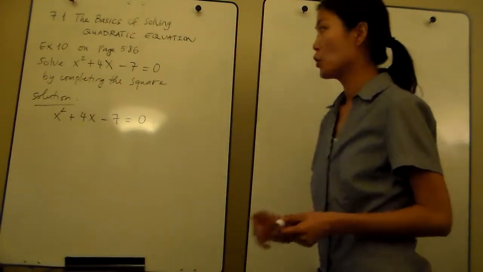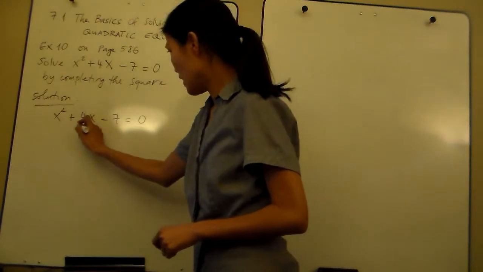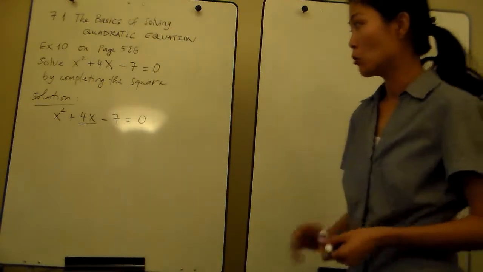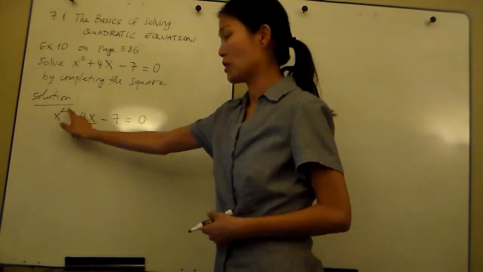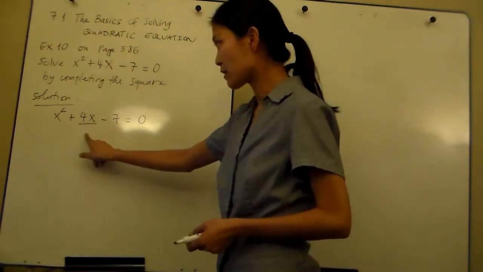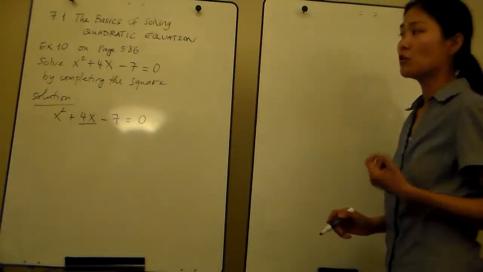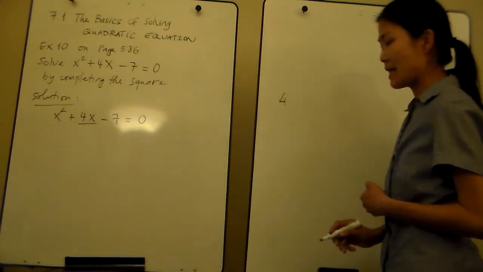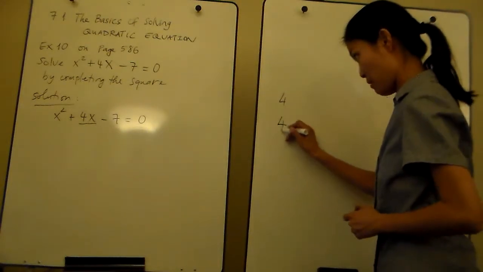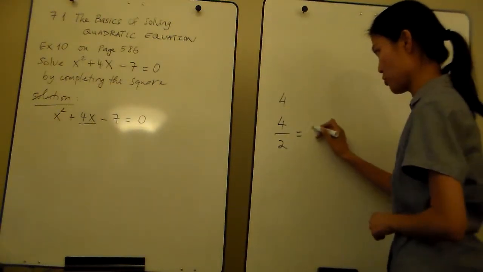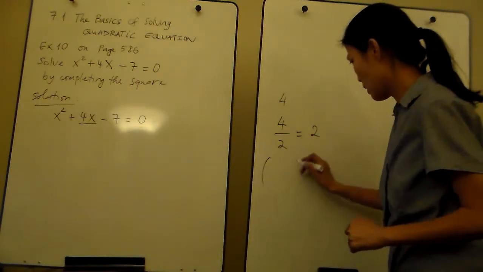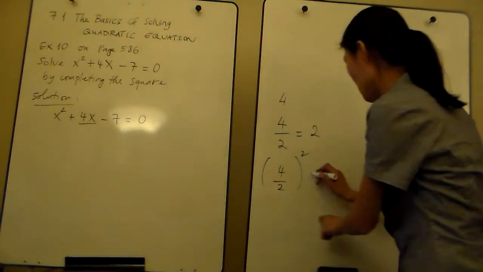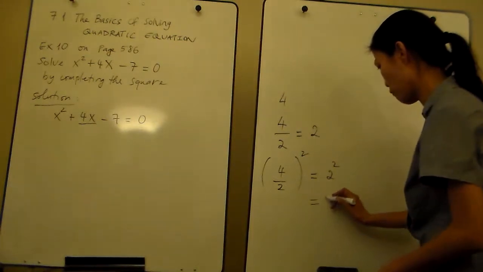Using completing the square, you would use the x term right here, okay? The term that has the x variable, just x to the first power. So don't use this because this is x to the second power. You use the term that has x to the first power, and you use the coefficient of this term. The coefficient of this term is 4, and then you take half of this coefficient, meaning divide by 2, which is 2, then you square it. So you square this, you get 2 squared, which is equal to 4.